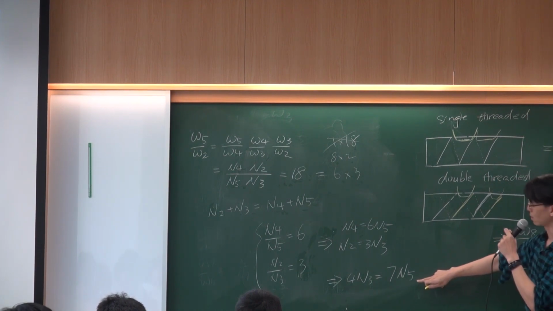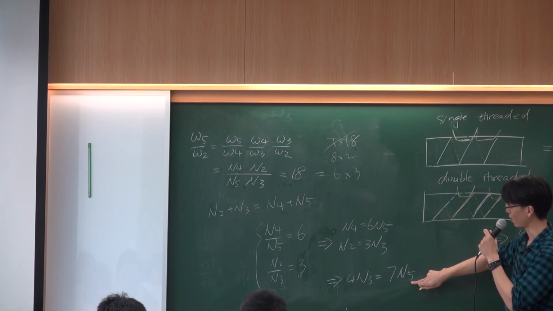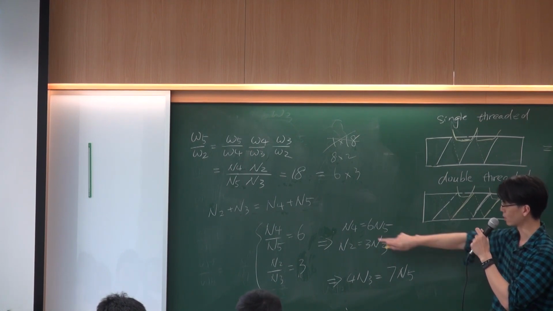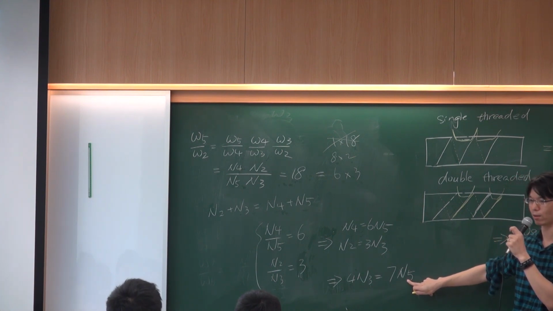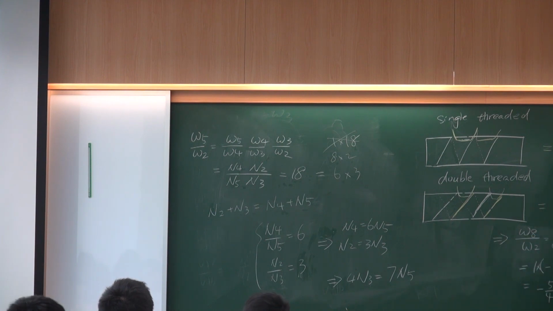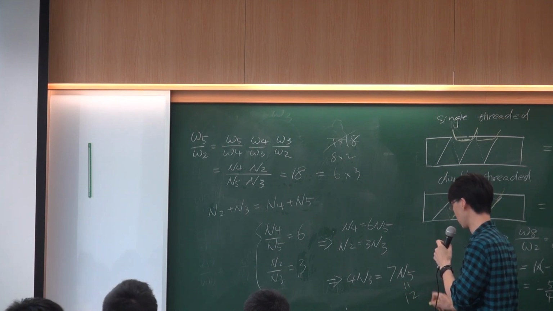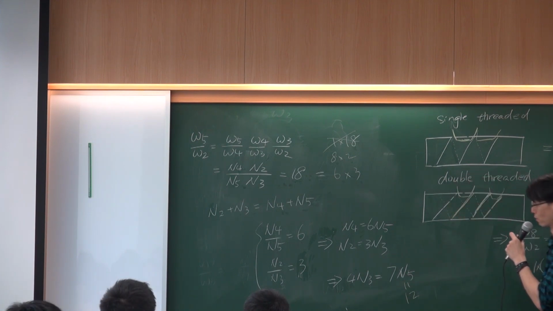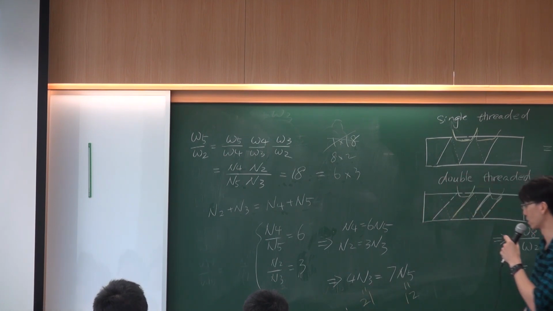So here, let me start with this one. Because N5 seems to be a small one, because N4 is much larger than N5. So maybe I'll just make N5 meet the requirement. The minimum number of teeth is 12. So let me make N5 12. If I make N5 12, then N3 is 21.